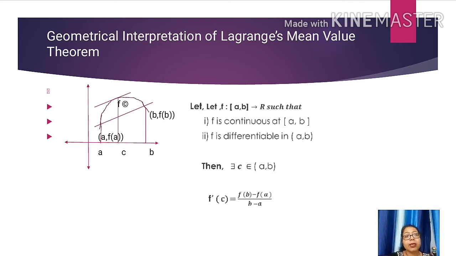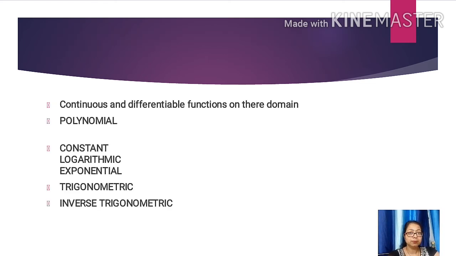So we can write, if the function is continuous and differentiable, then there exists a point c in the open interval (a, b) such that f dash c is equal to (fb minus fa) by (b minus a). We require continuous and differentiable functions for both Rolle's theorem and Lagrange's mean value theorem. These are polynomial functions, constant functions, logarithmic functions, exponential functions, trigonometric functions and inverse trigonometric functions.